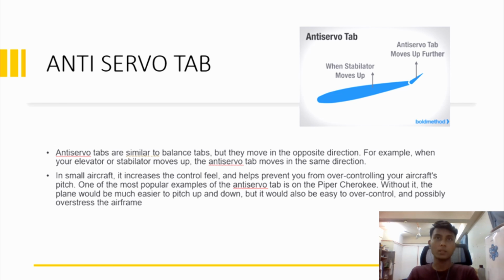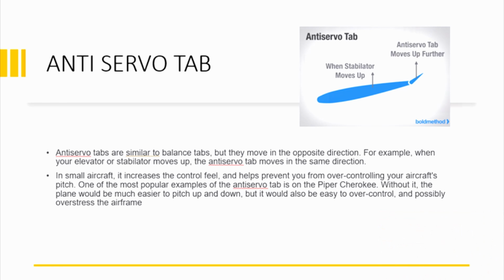One of the most popular examples of anti-servo tab is on the Piper Cherokee. Without it, the plane would be much easier to pitch up and down, but it would also be easy to over control and possibly overstress the airframe.